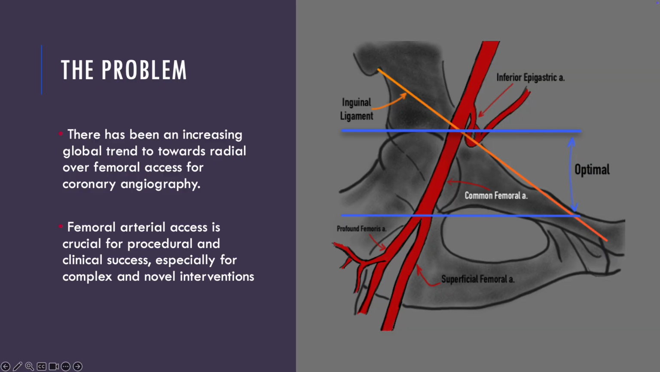To identify the problem, femoral arterial access was a conventional form of access for angiography until approximately 15 years ago. And in Canada now, 90% of coronary angiograms are done by the radial approach. In the US, this number has increased from approximately 16% to 60% in the past 8 years alone.